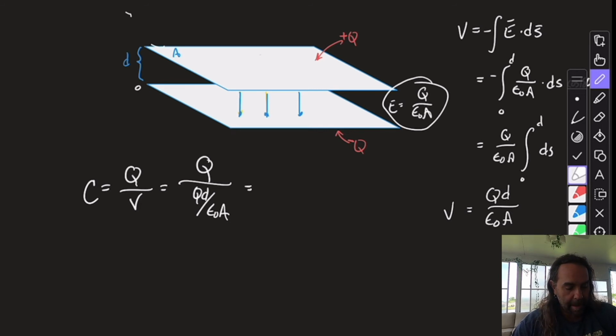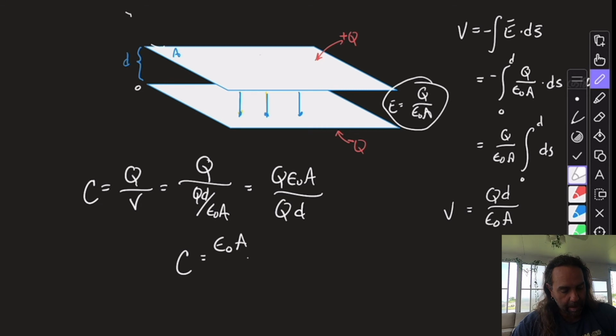Do a little bit of math. Q epsilon naught A over Qd, and that means C equals epsilon naught A over d. Ta-da. Not a big deal. We know the answer to this, and you should already know the answers to all of them. You should have them in your notes. What you should do is go through the process of rewriting them. I want you to do this for each of the 3.